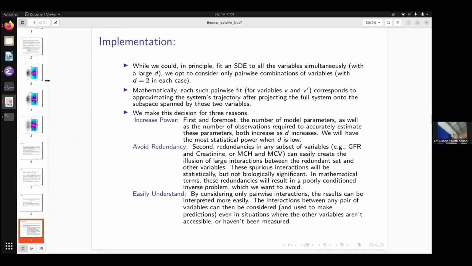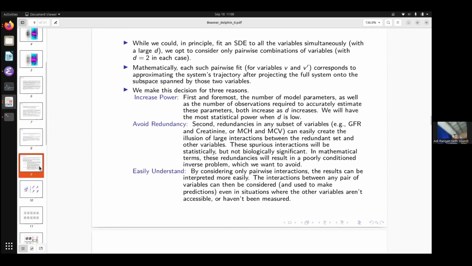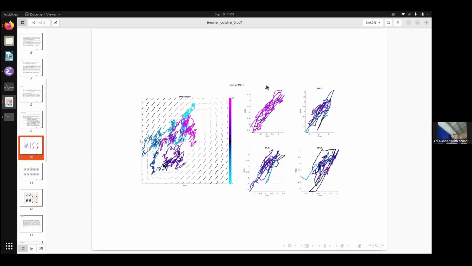And now for just some quick technical details here. Should I mention these technical details? No, maybe I won't mention the technical details. I'll show you the results for now. Okay, so let's just jump to what this might look like.